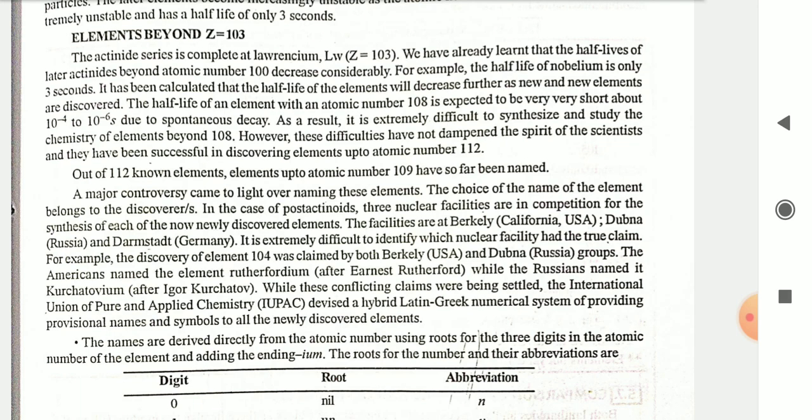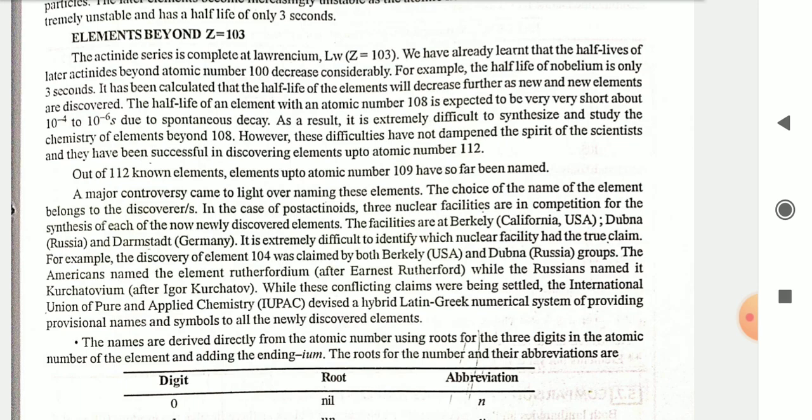However, this difficulty has not dampened the spirit of the scientists, and they have been successful in discovering elements up to atomic number 112. Out of the 112 known elements, elements up to atomic number 109 have so far been named. A major controversy came to light over naming these elements.